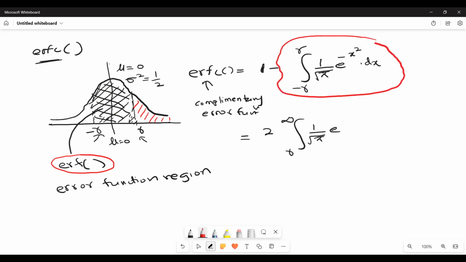The integration that we take between minus gamma to plus gamma, integrating over this distribution function. This function will give the area under the curve between the points minus gamma and plus gamma of the random variable, right? So this integration will give that value.